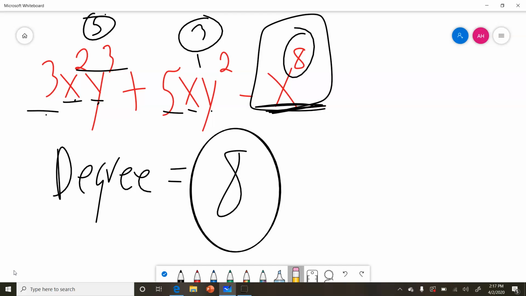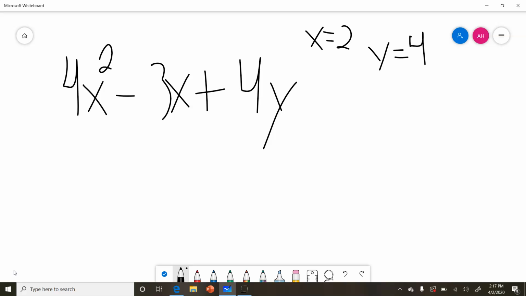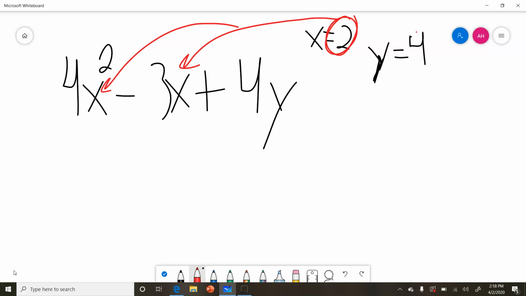One other thing that we need to review, what you'll see in the homework for review, is they'll give you something like this: 4x squared minus 3x plus 4y. And then they'll say x equals 2, y equals 4. All we do in this problem is literally plug it in. You take this x, which is a 2, and put it in everywhere there's an x. You take this y, which is a 4, and put it in everywhere there's a y.